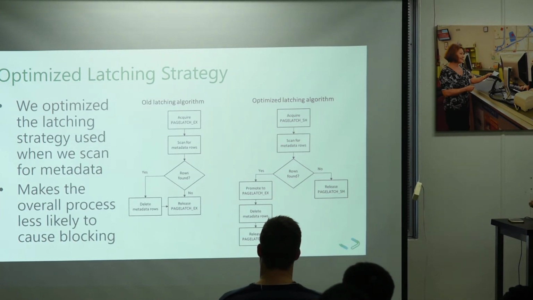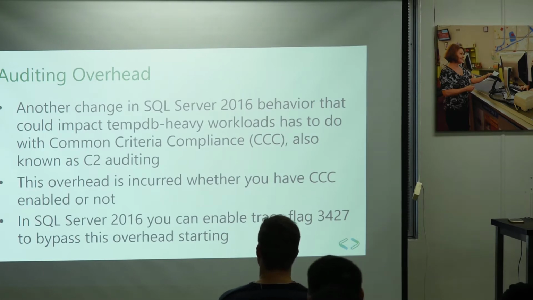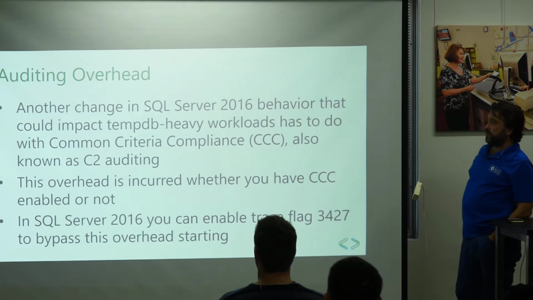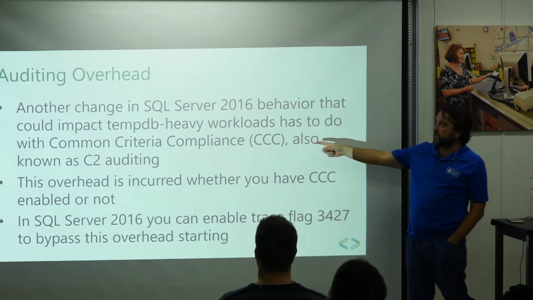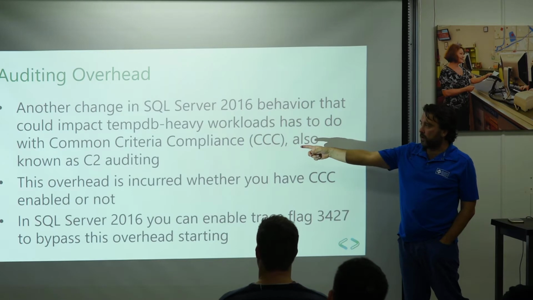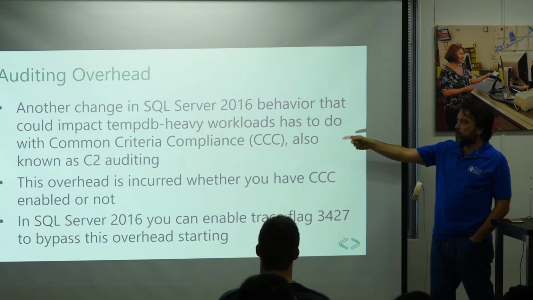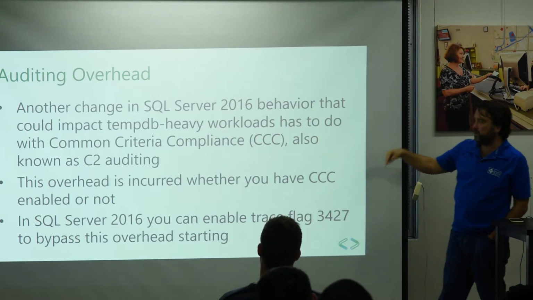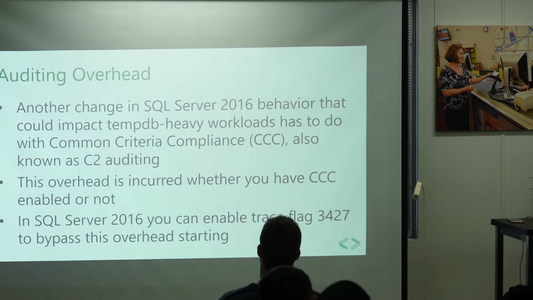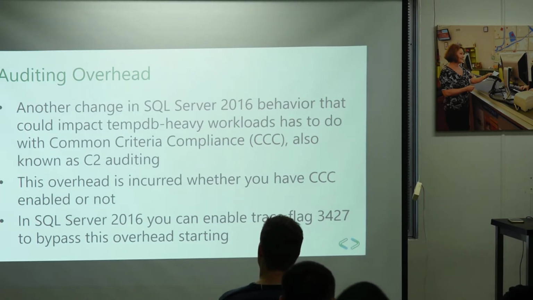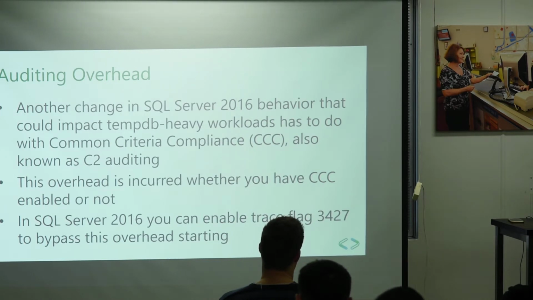Okay. This one's quite interesting because I didn't even know this existed. SQL Server 2016 has some interesting behavior: if you enable common criteria compliance, and this is wrong, also known as C2 auditing, that's two different things, you basically are hitting TempDB. But the interesting thing for SQL Server 2016 is you can see this overhead is there whether you have CCC enabled or not. So they've introduced this trace flag in SQL Server 2016, 3427, which bypasses this overhead.